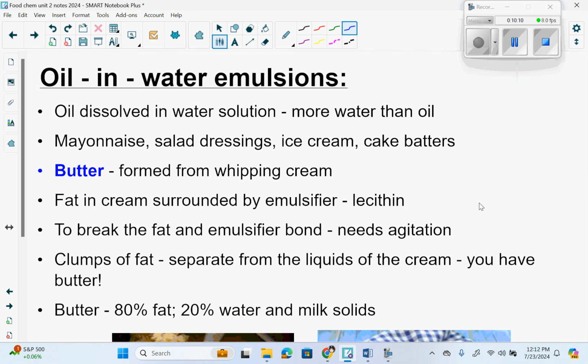So oil and water emulsions. This is oil dissolved in a water solution. There's more oil than water. Again, it's your mayonnaise, salad dressings, ice cream, and cake batters.